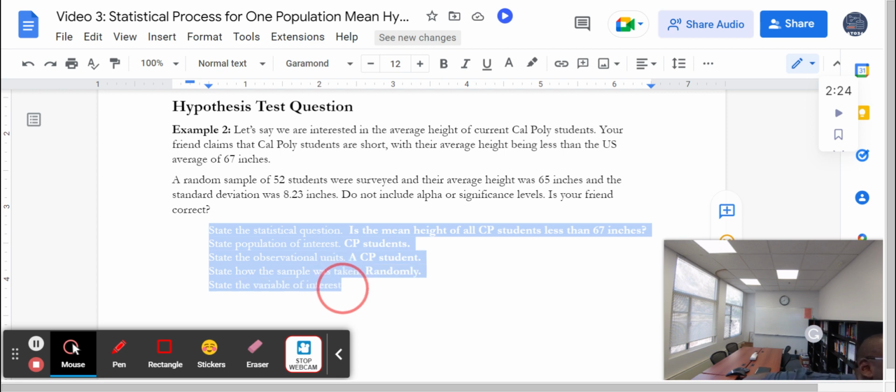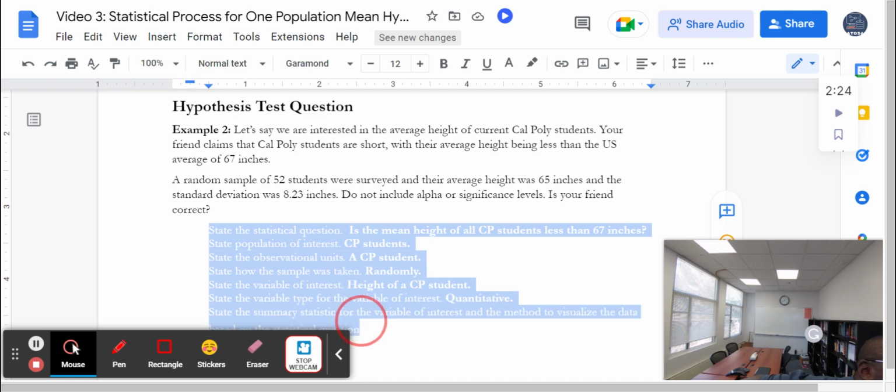State how the data was collected: randomly. State the variable of interest. Height as a quantitative variable, right? Oh, I'm getting ahead of myself. Height of a CP student. Okay, it's a quantitative variable. The summary statistic is going to be what? The sample mean. Good job, 65 inches. Best way of looking at it, I love a histogram or box plot.